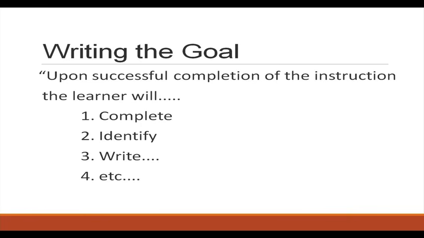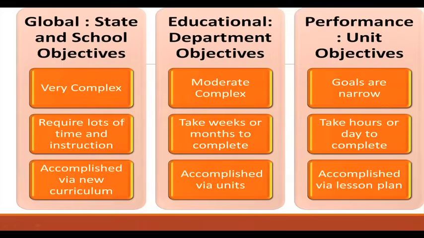Upon successful completion of the instruction, the learner will complete something, identify the problem, write. These are the action verbs. In this way we have to write the goal. Here in this picture, different agencies have very different goals and objectives. In the schools or in the state, the objectives are complex.